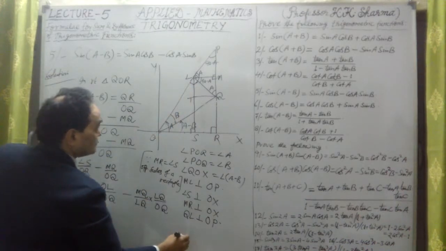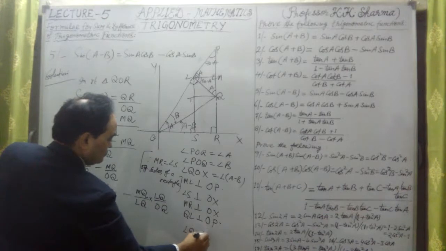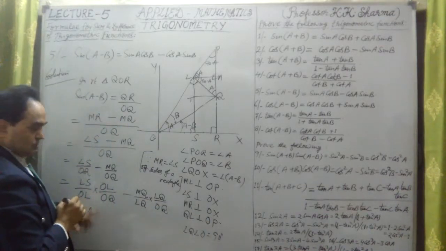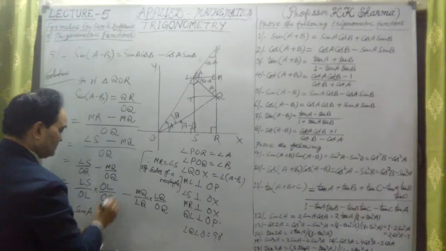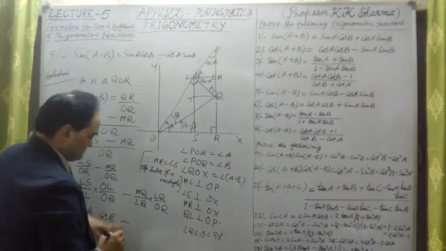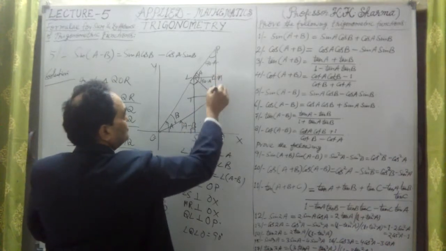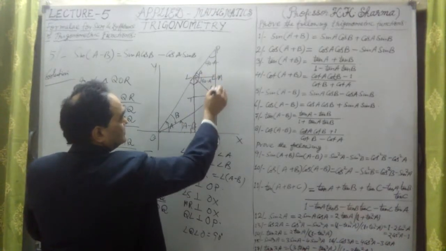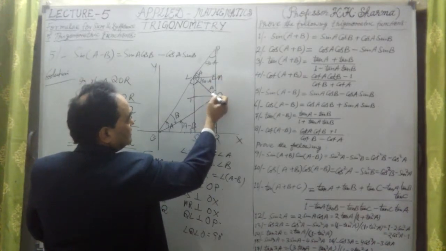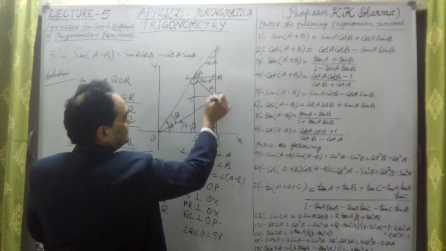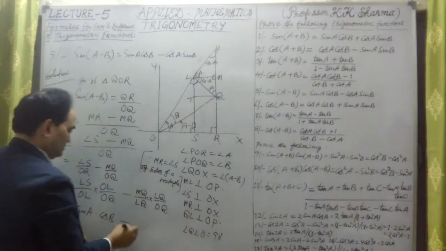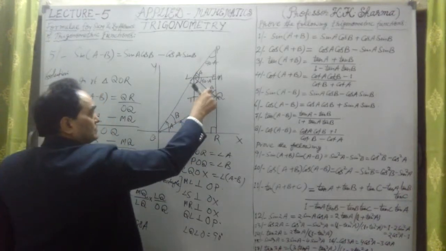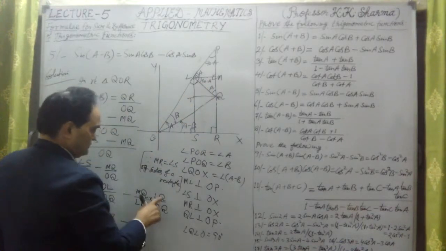QLO is a right angle. Let me write here angle QLO is equal to 90 degrees. Therefore, OL, the base upon hypotenuse, is cos B. Minus sign MQ upon LQ. MQ is the base, and A is the angle we are considering in this right triangle MLQ. The side opposite is the perpendicular, and base upon hypotenuse is cos A. Now LQ upon OQ.